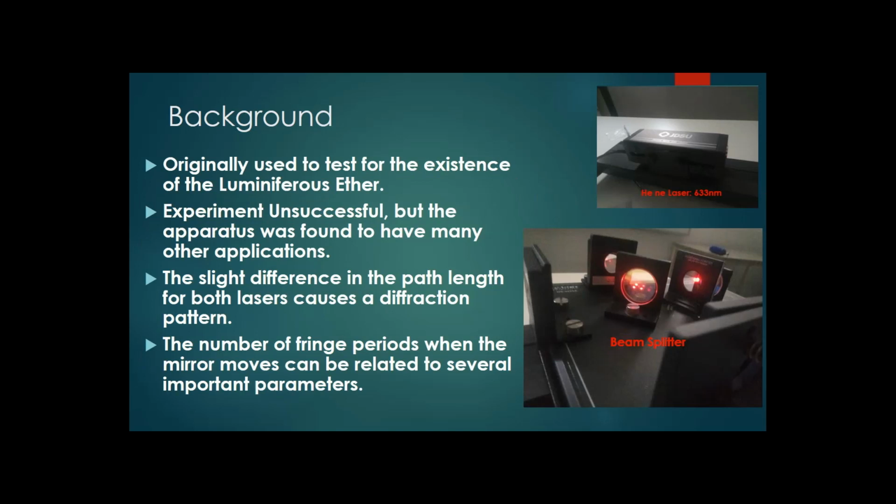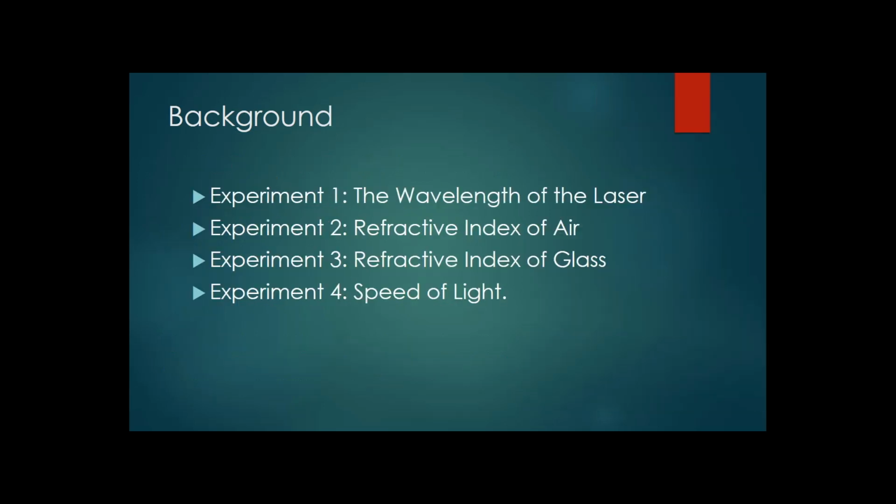Moving the movable mirror slightly by a length d will change the position of the minima and maxima of the interference pattern. The number of times the fringe pattern is restored to its original minima and maxima position for a given movement is directly related to several variables of interest. Today we will apply the Michelson interferometer in making 4 different experimental measurements: the original wavelength of the laser, 633 nanometers, the refractive index of air, the refractive index of glass, and the speed of light.